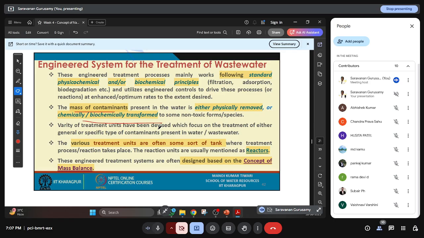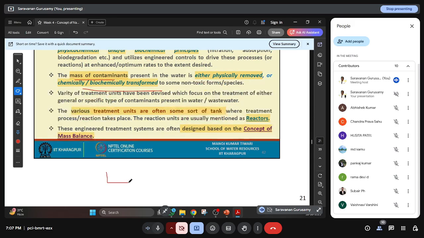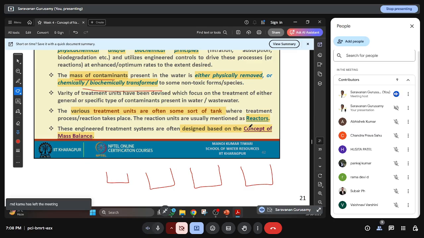Chemical and biological transformation is when 1 kg is converted into different forms, or through volatilization it's converted to 0.1 kg. That is called a chemical transformation. Various treatment units in the form of tanks, such as the sedimentation tank, aeration tank, settling tank, and grit chamber, everything in the form of a tank in the treatment plant, are called reactors. So we need to know the concept of mass balance before designing the reactors.